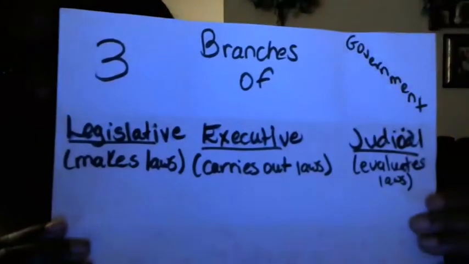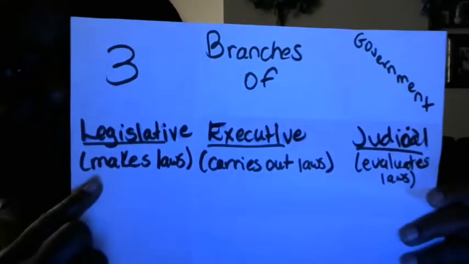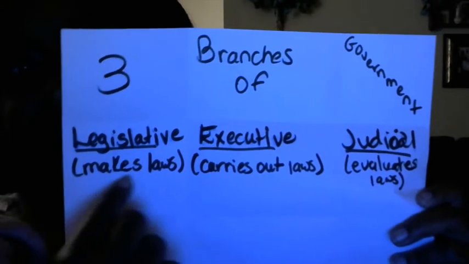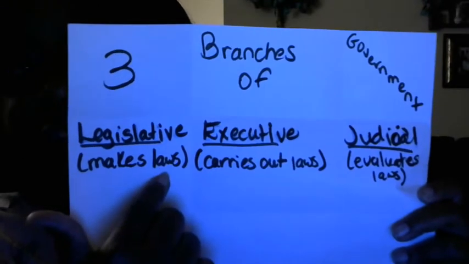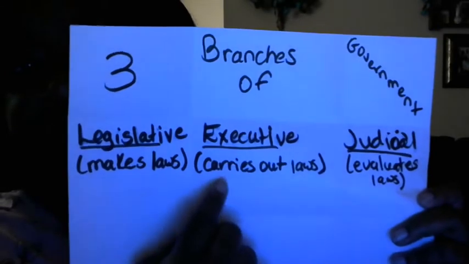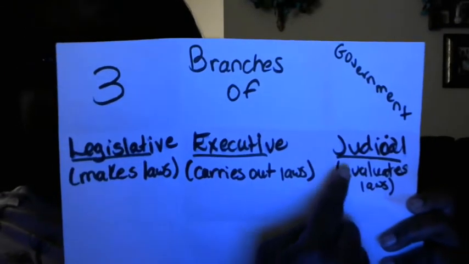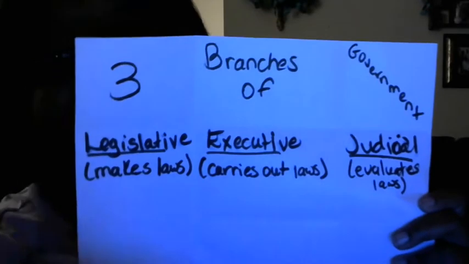So, what do you think comes next after we have written down those 3 branches of government? Let's think about it. What do the 3 branches of government do? Let's look. So, up under legislative, you need to have the legislative branch. What do they do? Make laws. The next branch is what? The executive branch. They carry out the laws. And the judicial branch. They evaluate the laws.